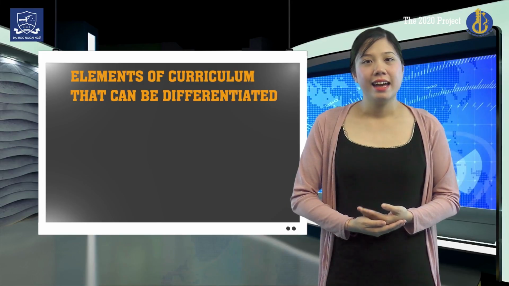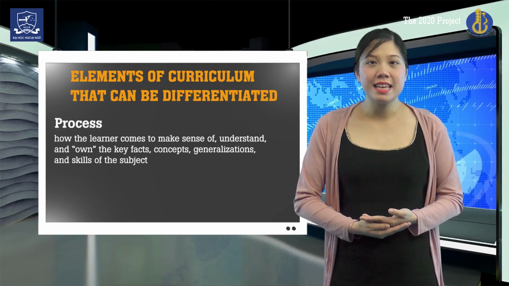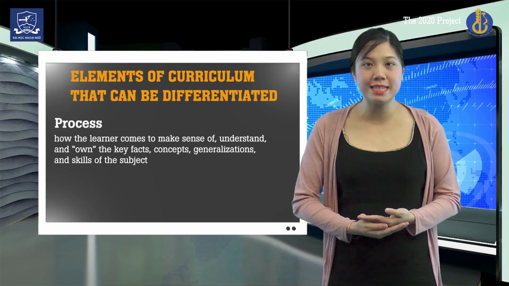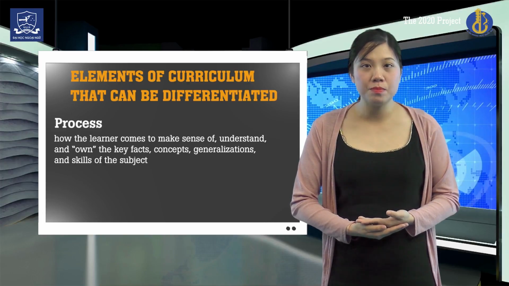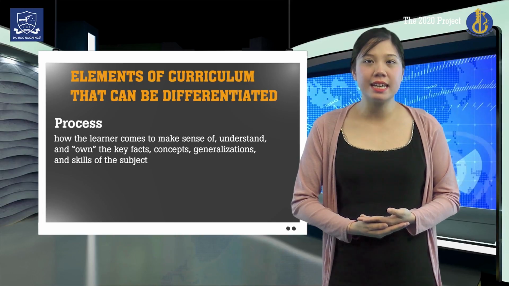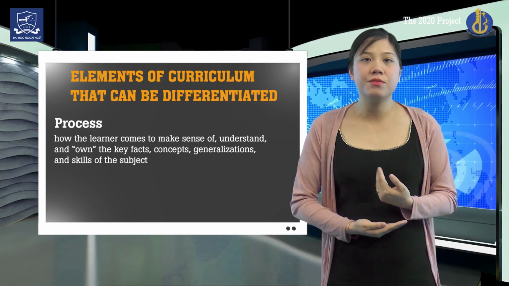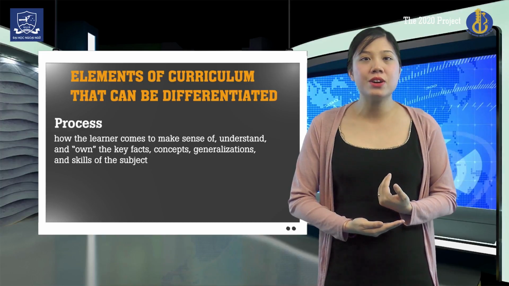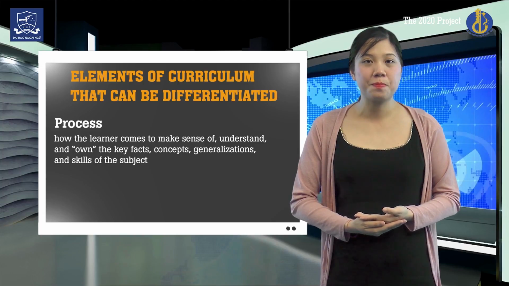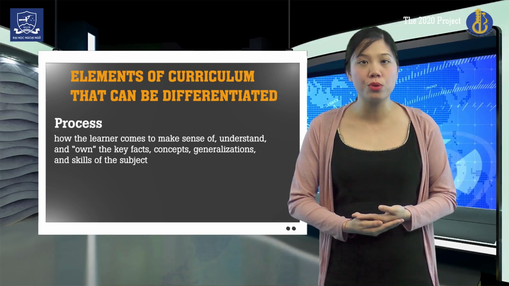Process. A teacher can differentiate process. Process is how the learner comes to make sense of, understand, and own the key facts, concepts, generalizations, and skills of the subject. A teacher can differentiate an activity or process, for example, by providing varied options at differing levels of difficulty or based on differing student interests. He can offer different amounts of teacher and student support for a task.